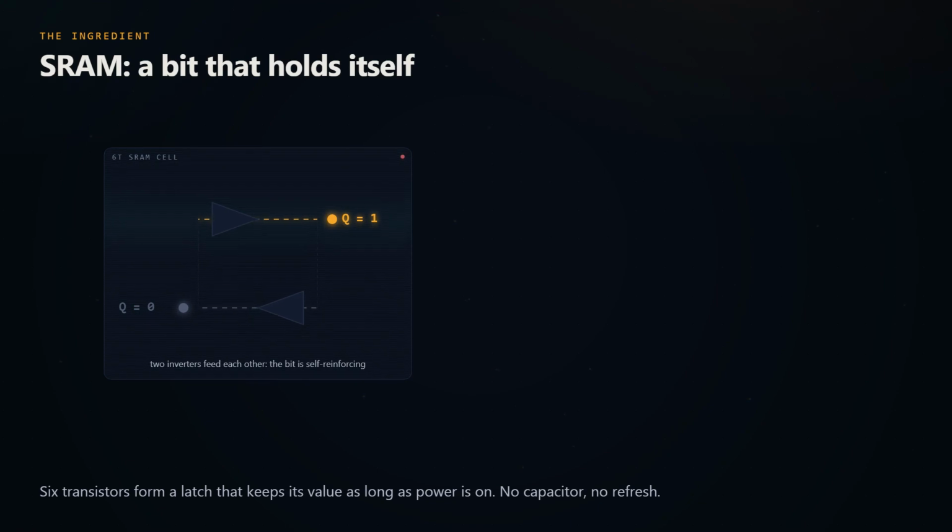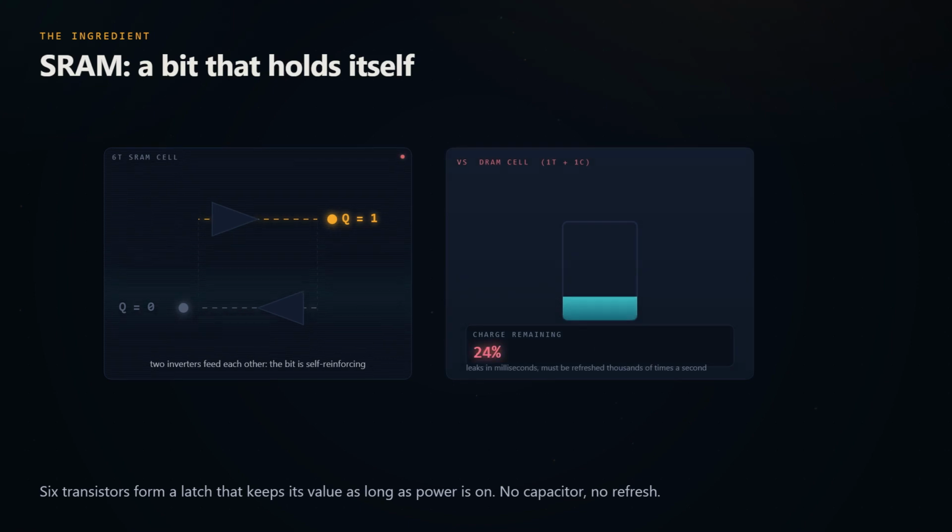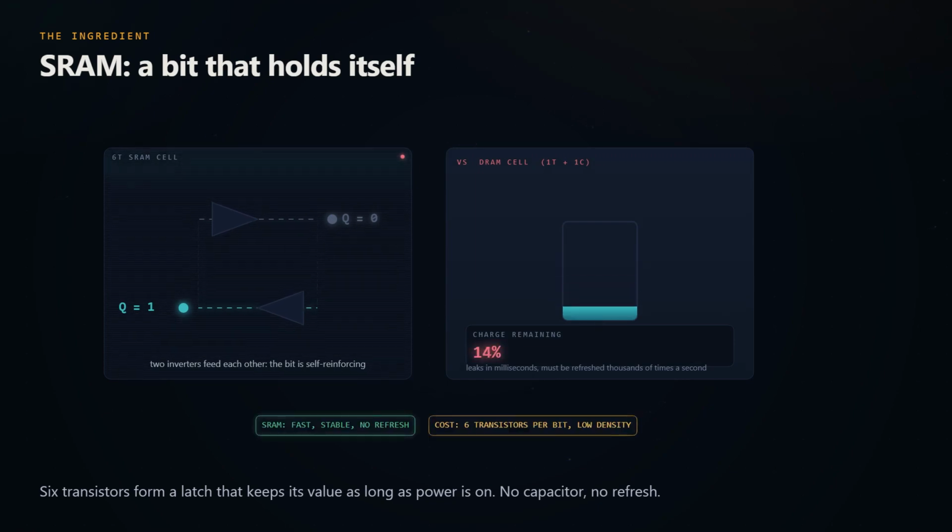That fast memory is static RAM. A single cell is 6 transistors wired as 2 inverters that feed each other, so they latch onto a value and hold it as long as the power stays on. There is no capacitor to leak, so unlike dynamic RAM, it never needs refreshing. The cache's density, 6 transistors per bit, makes it bulky and expensive, so you only ever get a little of it.